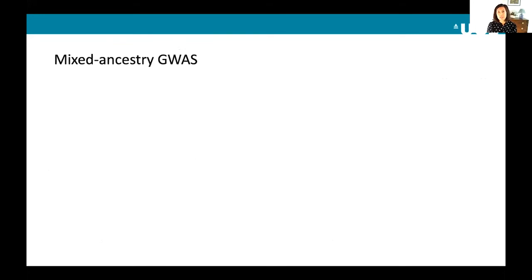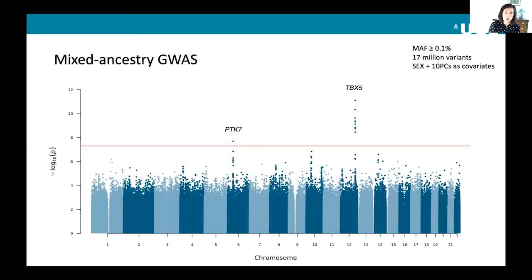Given we hadn't detected any rare variant associations or monogenic associations, we next wanted to investigate the contribution of common and low frequency variants to PUV. To do this, we performed a genome-wide association study of 17 million variants with a minor allele frequency of greater than 0.1%. Again, here you can see the Manhattan plot, but rather than these dots representing genes, these now each represent a single variant. The red line here represents conventional genome-wide significance of 5 × 10⁻⁸.